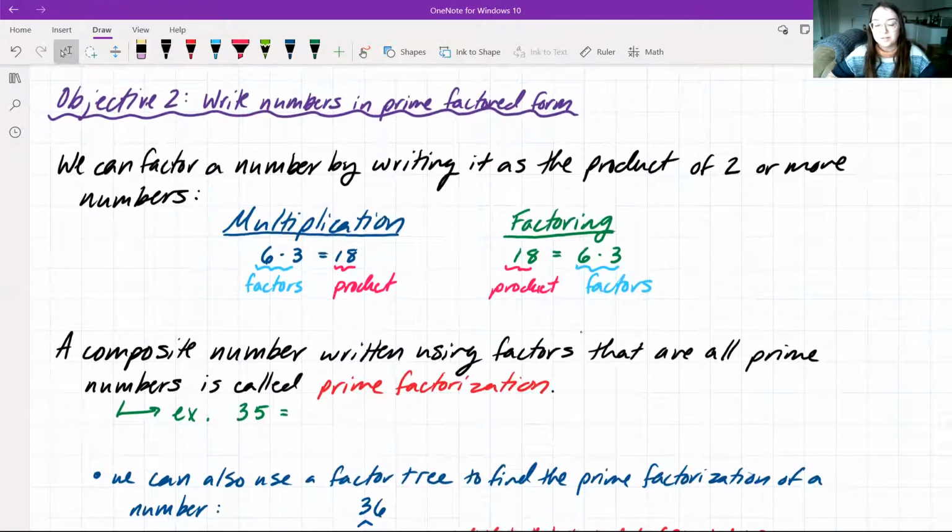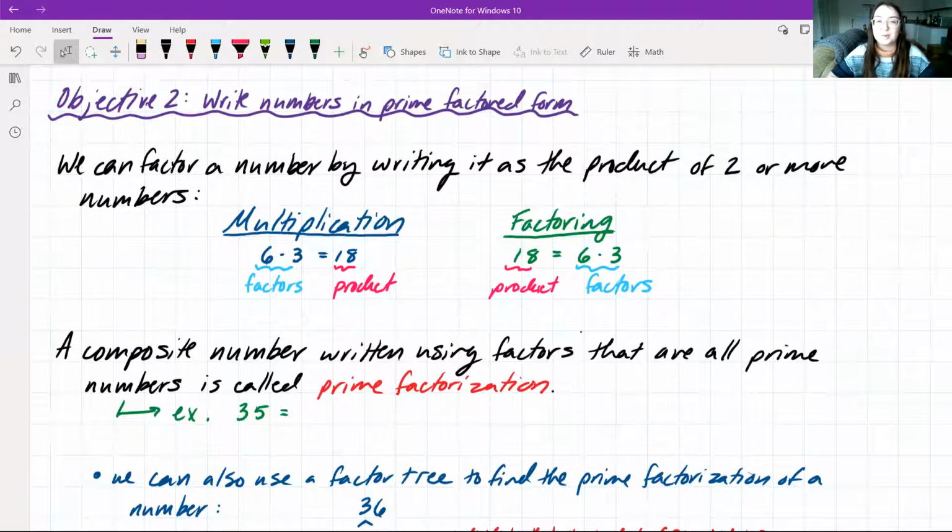So moving on to our objective 2, we want to write numbers in prime factored form. We can factor a number by writing it as the product of 2 or more numbers. So what we have here is multiplication and factoring. In multiplication, we typically see things like 6 times 3 is equal to 18. 6 and 3 are our factors, where 18 is our product. Then when we think about factoring, we're just reversing the order. It's essentially the same thing. So with factoring, we see 18 as the product is equal to 6 times 3, which are factors.